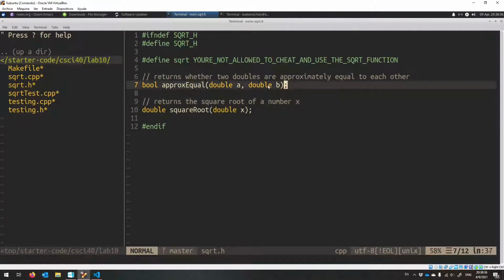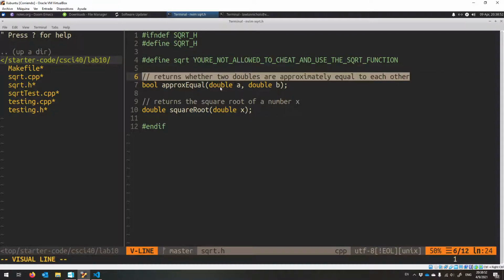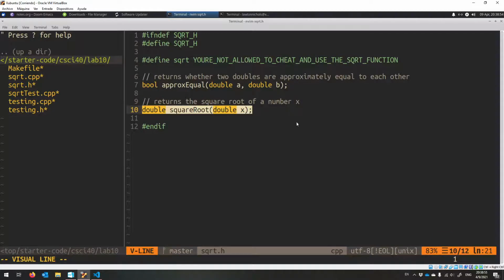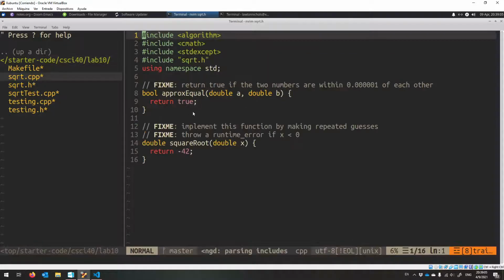What you'll do is implement approximate equal. This gives back true if A is really, really close to B. You'll have to use absolute value to see if two numbers are very, very close to one another. That's approximate equality. Then you'll use that in this function, which actually calculates the square root of some number x. It gives back that x, even if it's a decimal number. You're going to implement both of these in squareroot.cpp, and I've made stubs for you right now that give back silly answers.